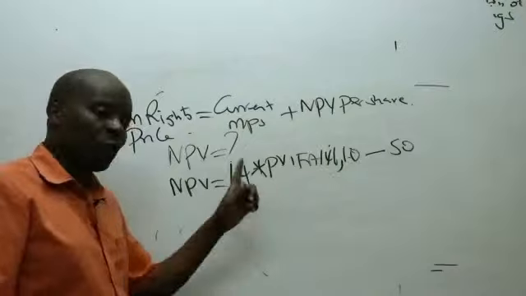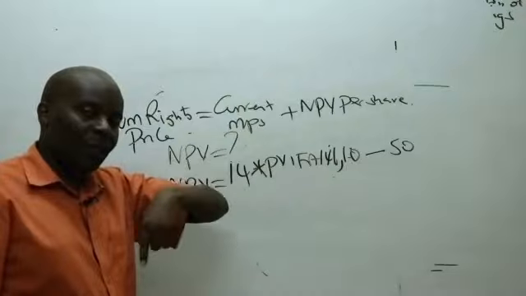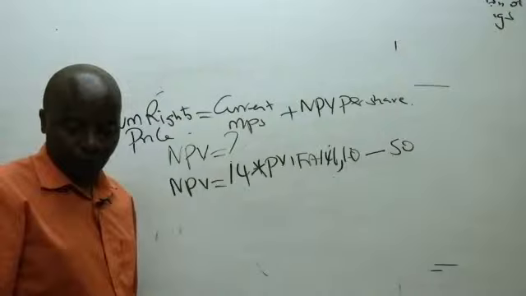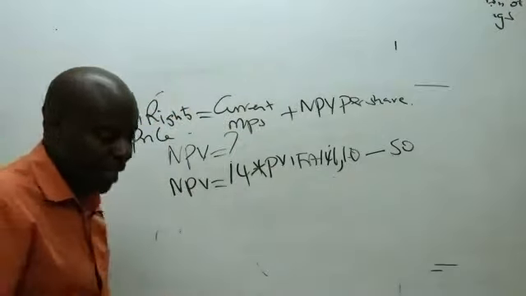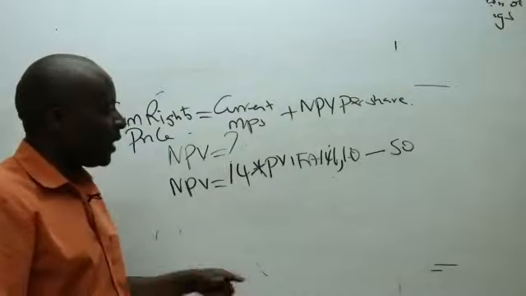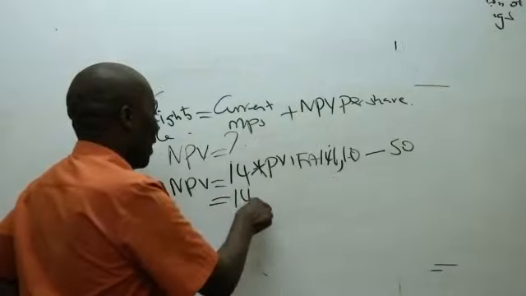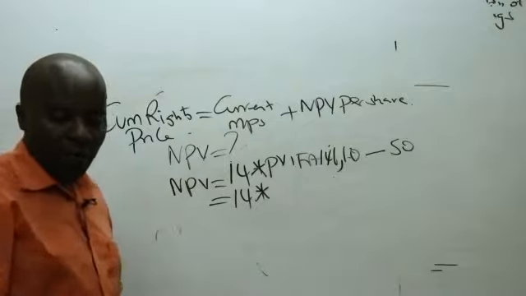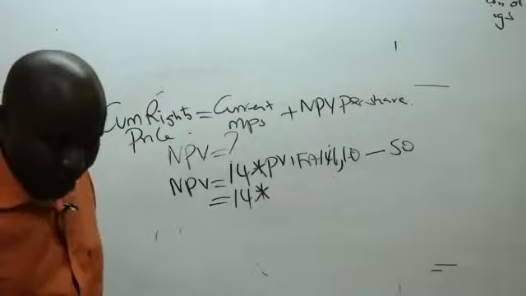So my work tonight will be to go to my annuity tables, go to a column that has got 14%, vis-a-vis 10 years. So 14%, 10 years. If I do that, I will be able to get my PVFA. PVFA is present value interest factor of an annuity.